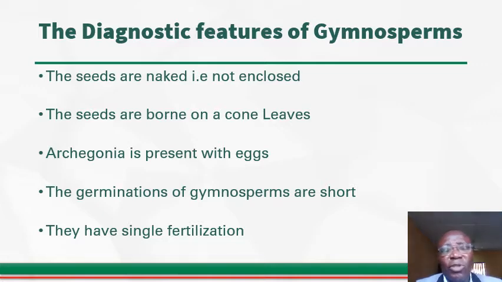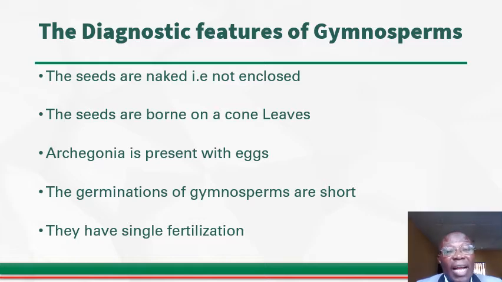Then what are some of the features that are peculiar to the gymnosperms? They have some diagnostic features that we use to recognize the members of gymnosperms. One of the diagnostic features is that their seed are produced nakedly. That is, the seed are not produced in any enclosed structures, like in the case of angiosperm, where the seed are enclosed in an ovary. So the seed are born on the cone leaves. They are needle-like structures on which the seed are born.